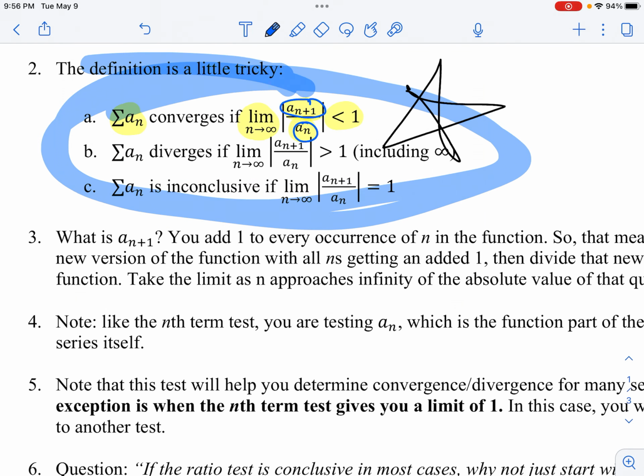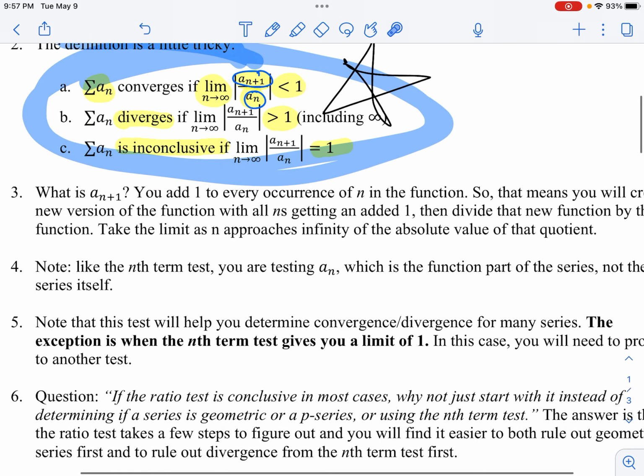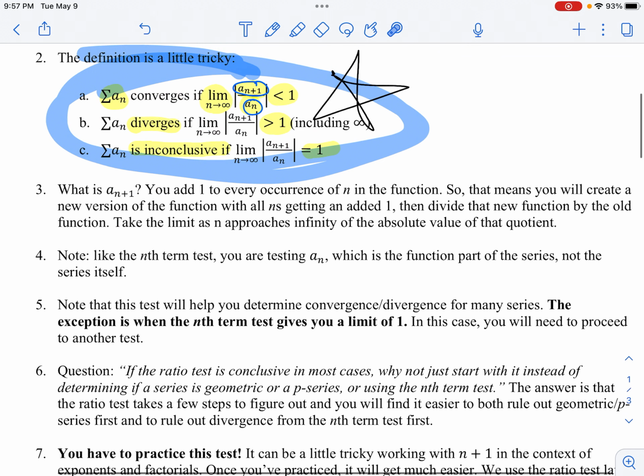Okay, so probably the weirdest thing is what is this a sub n plus 1? So basically you add 1 to every occurrence of n in the function. So that means that you will create a new version of the function with all the n's getting an added 1. Then you're going to divide that function by the old function. So just look carefully. All these have a new function, all the n's getting a 1, divided by the old function, and we take the absolute value of all that. So the negative doesn't really matter. We'll take the limit as n approaches infinity of the absolute value of that quotient.